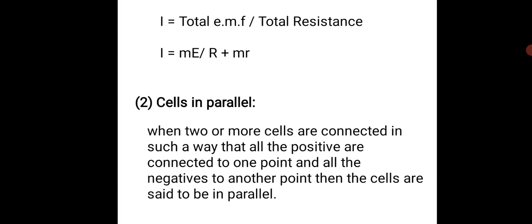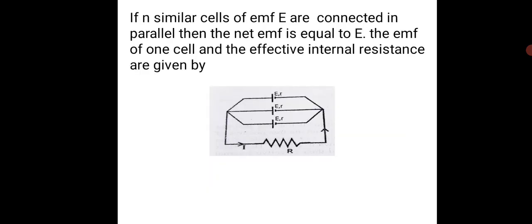Next one is cells in parallel. Here two or more cells are connected in such a way that all the positives are connected to one point and all the negatives are connected to another point. Then the cells are said to be in parallel. So this is the diagram of cells in parallel. R and the cells are connected in parallel.